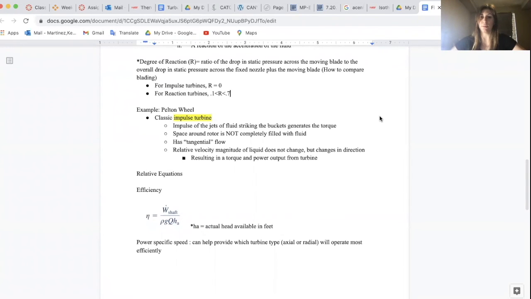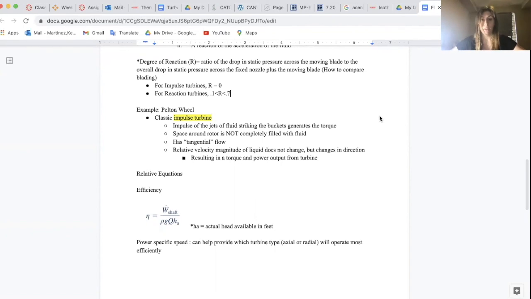A classic example of an impulse turbine is the Pelton wheel. This operates by the impulse of the jets of fluid striking the buckets and generating a torque. The space around the Pelton wheel rotor is not completely filled with fluid, while most reaction turbines are completely filled with fluid. It has tangential flow, which means that it doesn't have axial or radial, but tangential.